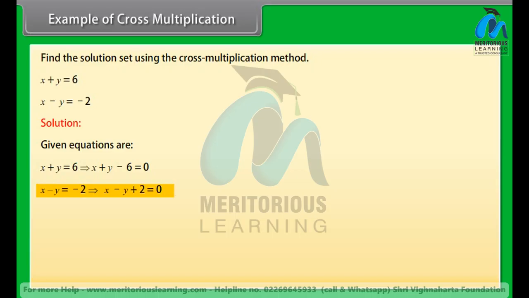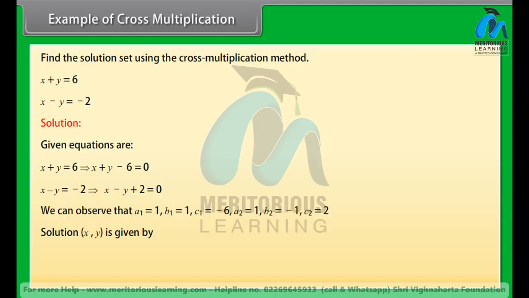x minus y is equal to minus 2. It implies x minus y plus 2 is equal to 0. We can observe that a1 is equal to 1, b1 is equal to 1, c1 is equal to minus 6, a2 is equal to 1, b2 is equal to minus 1, c2 is equal to 2.